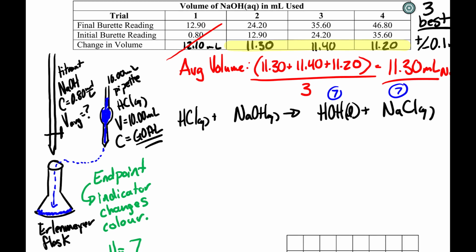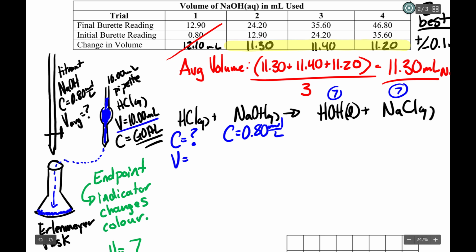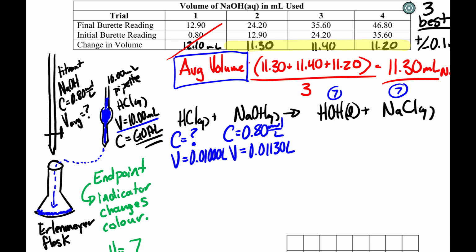So the whole goal of this, again, was to figure out the concentration of HCl. We know the concentration of NaOH at 0.80 moles per liter. The volume of the HCl you get from your pipette, which was 10 milliliters. So this is 0.01000 liters. The volume here for the NaOH we calculated as the average volume. And so the average volume we calculated was 0.01130 liters, or 11.3 milliliters.